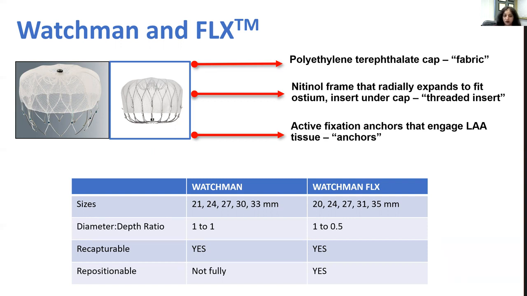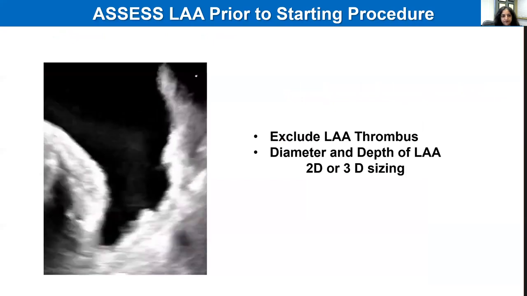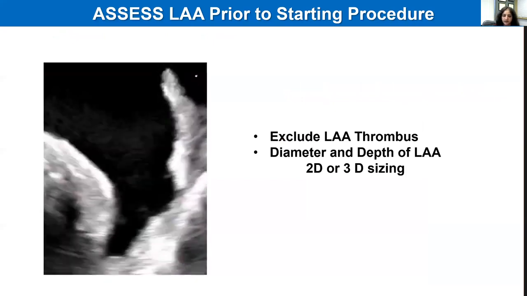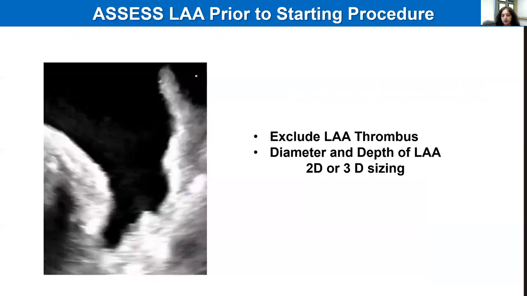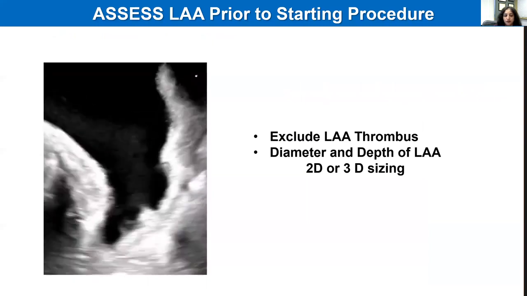The Watchman Flex is a newer iteration of the Watchman and comes in larger sizes. It is fully recapturable and fully repositionable, and both devices are designed to be oversized so that they cause adequate compression and therefore seal the left atrial appendage. The first step is to assess the left atrial appendage to make sure that you don't have a left atrial appendage thrombus.